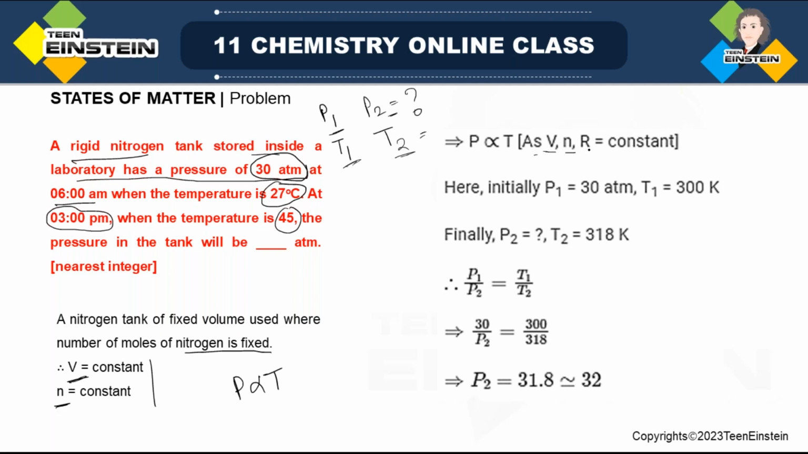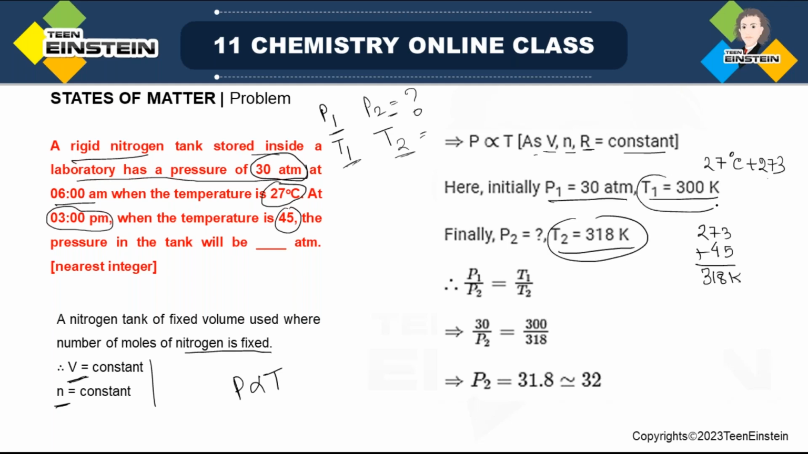So here V is constant, n is constant, and R is also constant, as mentioned, but right now you don't need R. When we learn the ideal gas equation, then you will see the use of it. So initially P1 is 30 atmosphere, and the temperature is 300. How are you getting it? With degree centigrade you have to add 273. So 273 plus 27, it will be 300 Kelvin, and 45 also you have to change. You just have to add 273 to 45, and you will get 318 Kelvin.